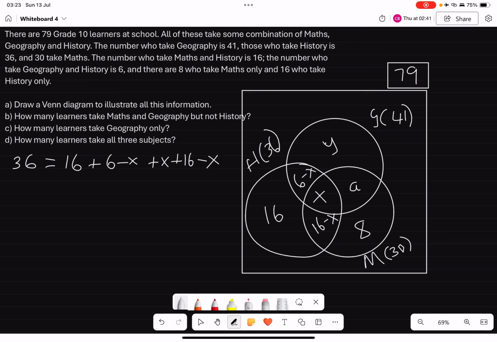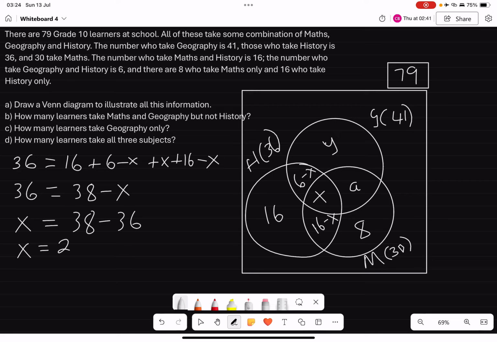We're going to have 36 equals 38 minus X, because this plus that gives you 38, and the two X's cancel. Swapping things around, I'm going to have X this side, 38 minus 36. Then I can see that my X value equals 2.